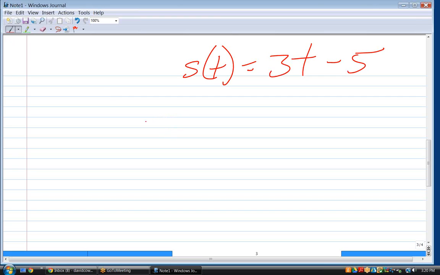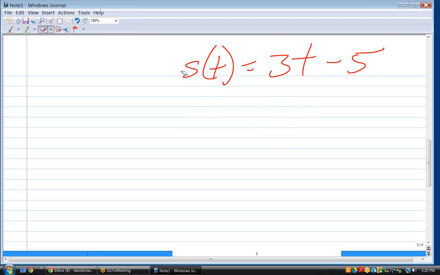Okay, so what I really want is the velocity at t equals 4. I don't want the position. The position at t equals 4 would merely be 12 minus 5, 7. But that's not what they asked for. They asked for the velocity.